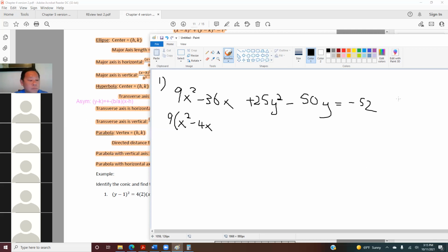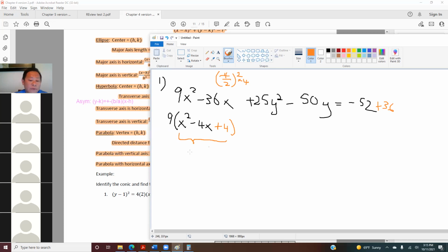And you take half of the middle and square it, right? So take the -4, half it, and square it. So what do you get? This is 4. And what you need to do is add 4 here. But what do you need to add on this side? 36, because 9 times 4 is 36.